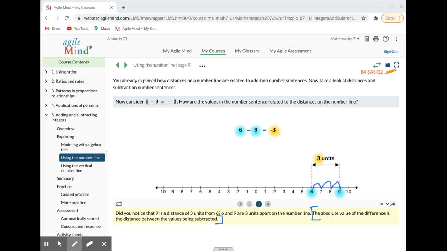All right, so what were we supposed to have for our answer for number 2? Somebody read that for me real quick, please. I can't see it. Hold on. The absolute value of the difference is the distance between the values being subtracted. All right. So for number 2 in your workbook on page 152, we should all have the absolute value of the difference is the distance between the values being subtracted. Can anybody put that in their own words?